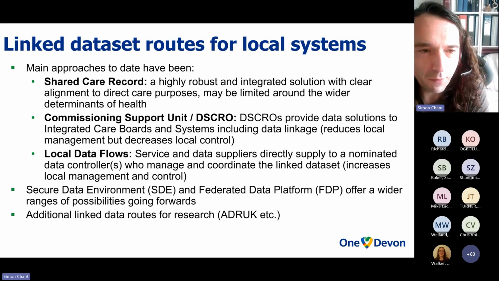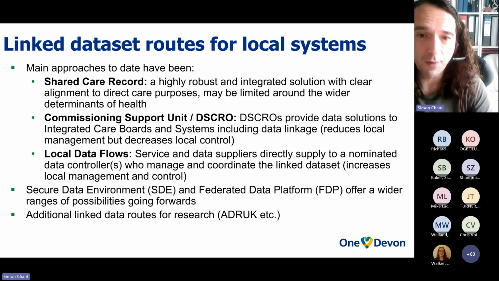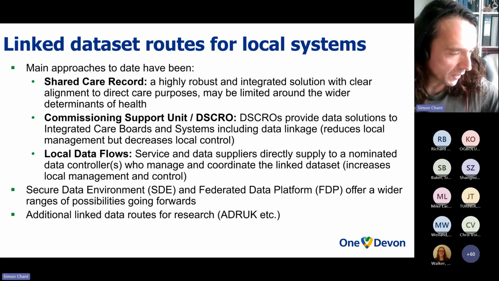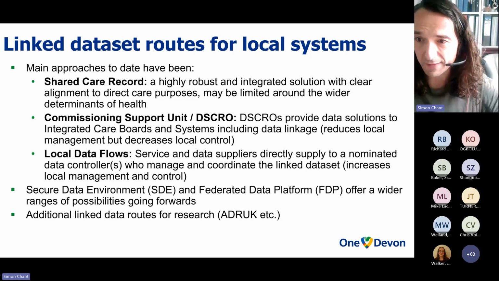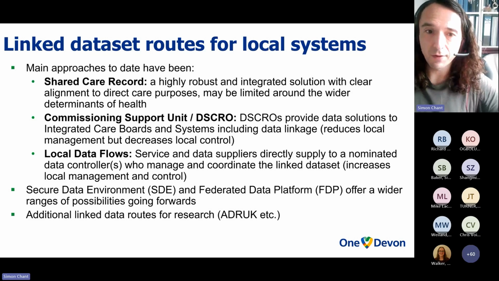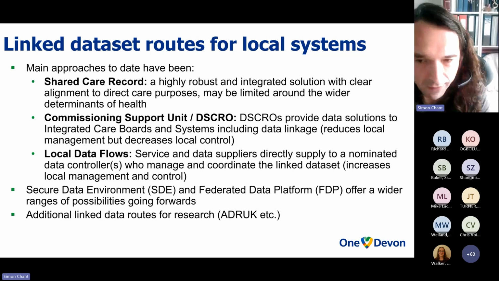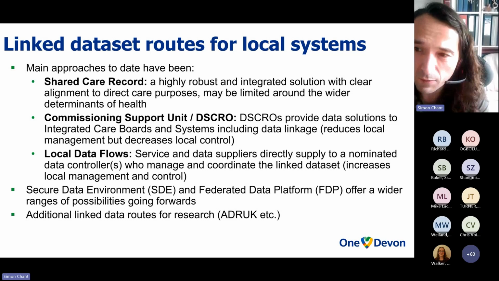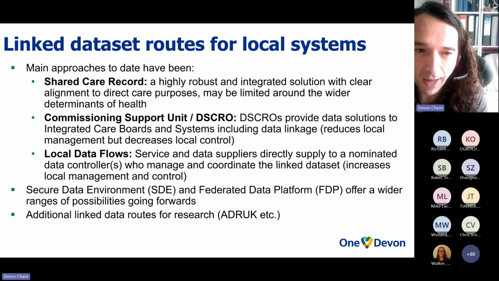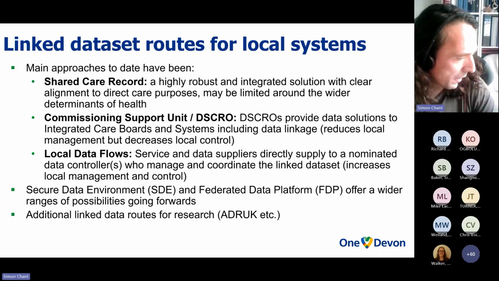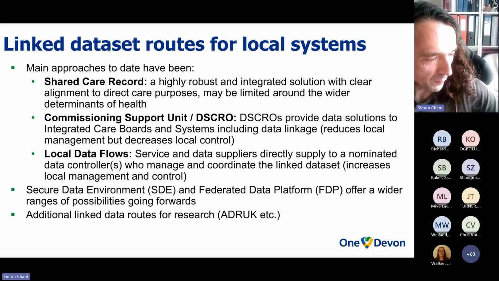The two other routes are the commissioning support unit or the DSR CRO. These are the regional and sub-regional data teams providing this support, and many of those are set up to provide linked data solutions and are doing this for local systems and local areas. So one of the benefits there is that the data linkage is all happening in that central location, but the downside to an extent is the loss of local control and flexibility.